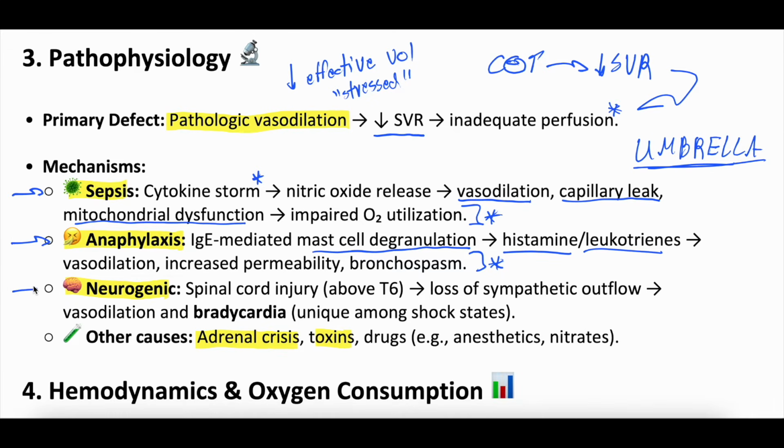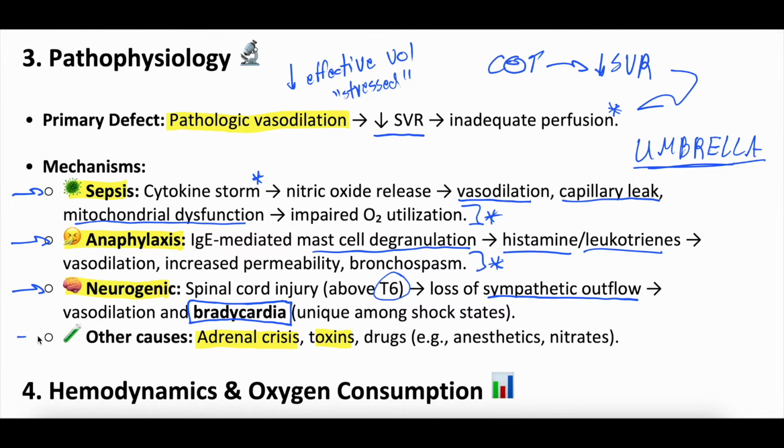Neurogenic distributive shock behaves even a little bit different. This is a spinal cord injury. Usually it has to be above T6, and it leads to a loss of sympathetic outflow because the sympathetic chain is injured, it's severed, so you can't get that sympathetic drive. And that leads to vasodilation. And a big difference in this is you actually get bradycardia, right? Because that heart rate cannot mobilize from sympathetic surge because you've lost your sympathetic outflow. So you get bradycardia. Whereas in the other distributive shock states, you get tachycardia.